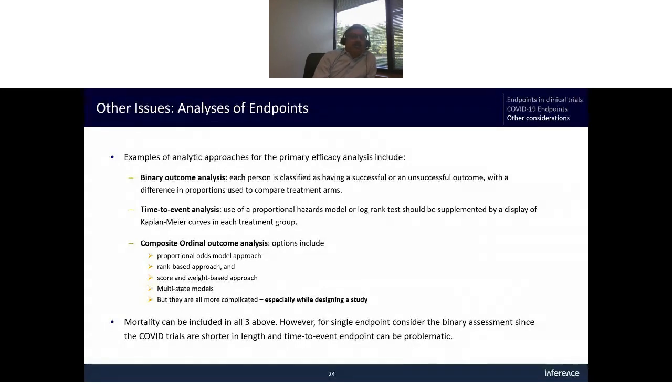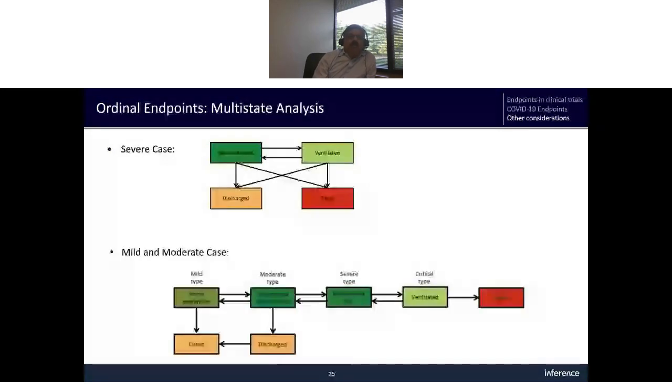So let me take you to a couple of these composite ordinal outcome analyses, what they mean. For example, I mentioned multi-state analysis. In a severe case, the person may start non-ventilated and then go to ventilation. The person can come back or can be discharged directly, or could go to death, with or without ventilation. So there are different paths the person can take from one stage to the other.